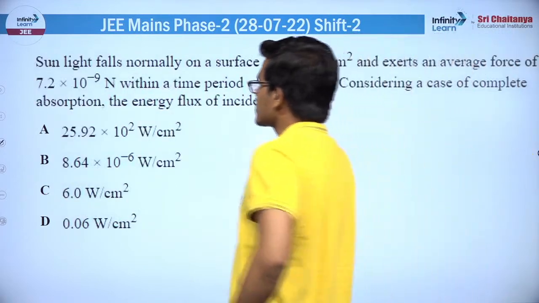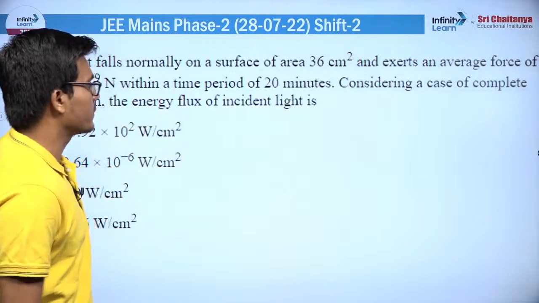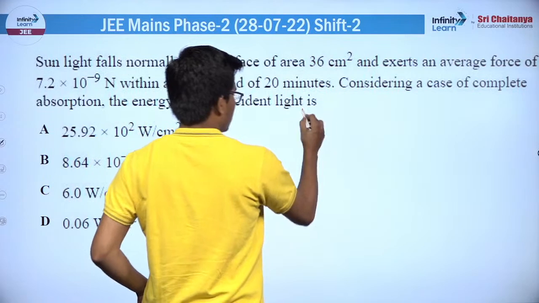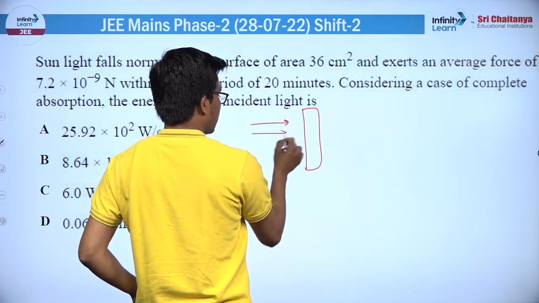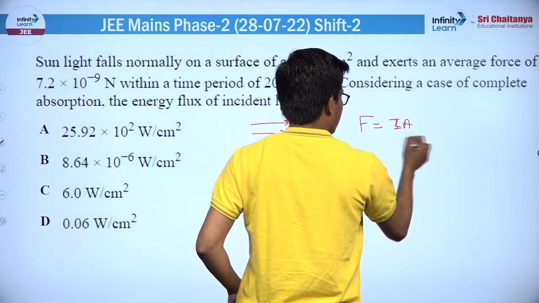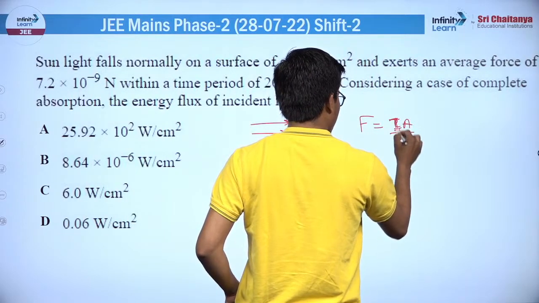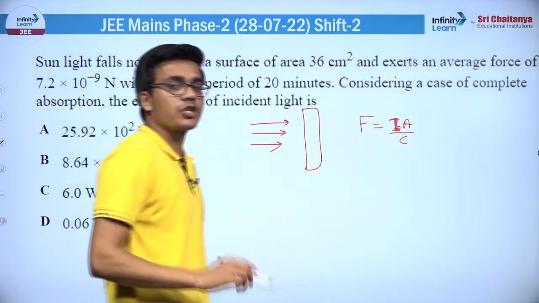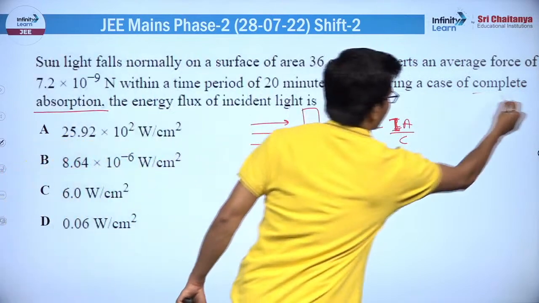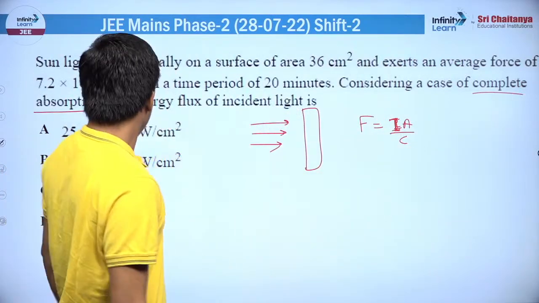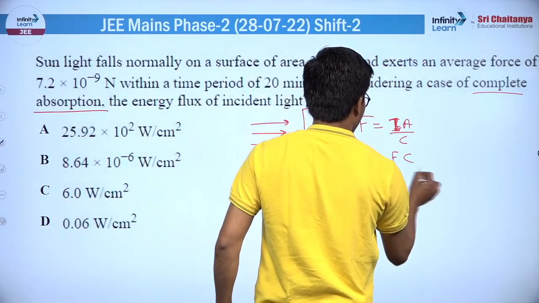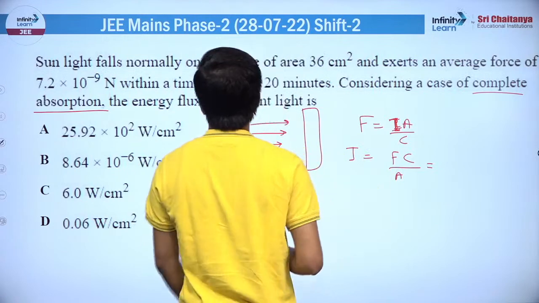Moving to the next question: sunlight falls normally on a surface of this area. This is a question from photon theory. If light is falling on a surface and it is completely absorbing, then the force is given by IA by C, and if it is completely reflecting, then the force becomes 2IA by C. But in this case it is complete absorption, meaning IA by C. Alright, and we need to find the intensity. So intensity will be force into C by A. Do you know the value of force?